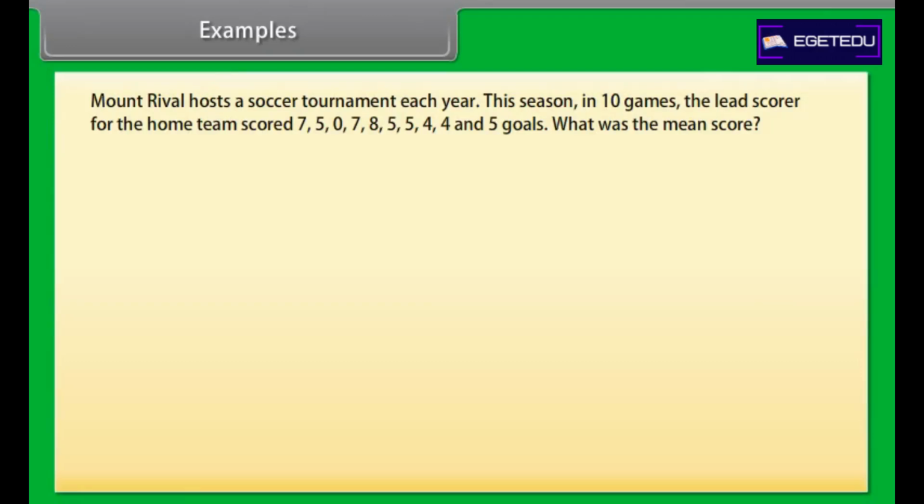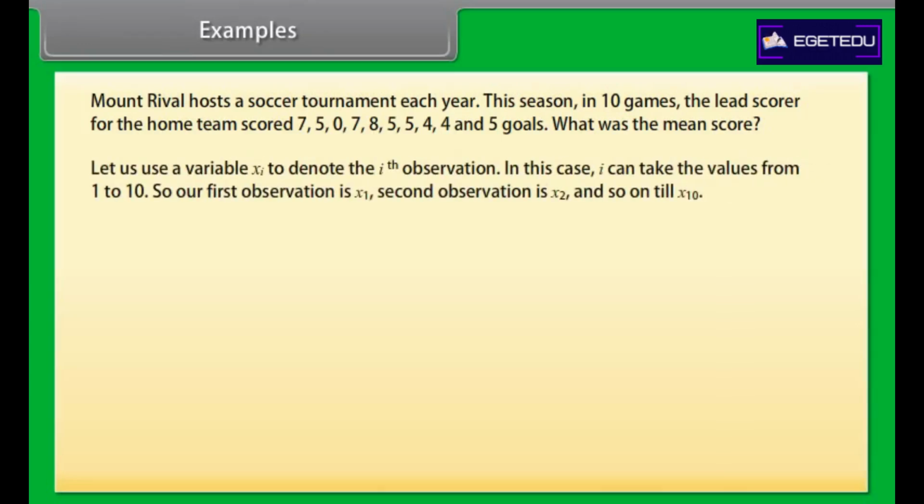Examples. Let us now solve some examples. Mount Rival hosts a soccer tournament each year. This season, in 10 games, the home team scored 7, 5, 0, 7, 8, 5, 5, 4, 4, and 5 goals. What was the mean score? Let us use a variable xi to denote the ith observation. In this case, i can take the values from 1 to 10.